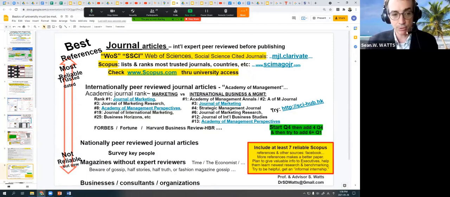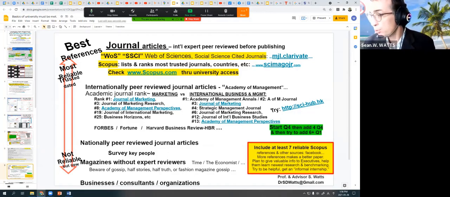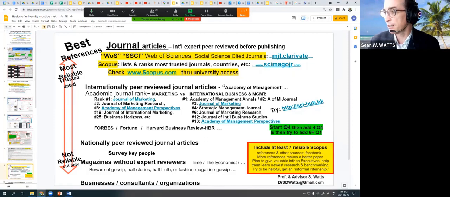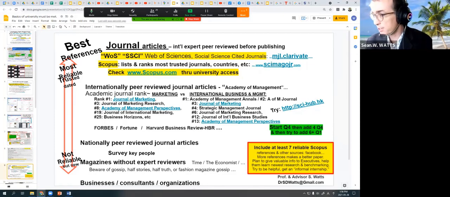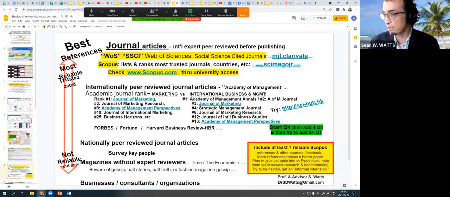So this red area is very important. But even before we go to the red area, everything on this slide you should reference. The more references you have, the better, period. So reference everything. You can't say only reference this and don't reference that. Anybody that tells you not to reference this other stuff is an idiot. You should reference lots. And so the top is the most reliable.